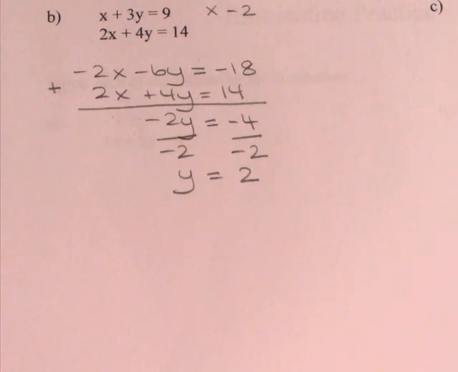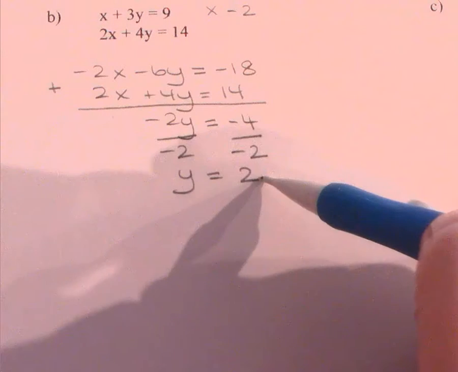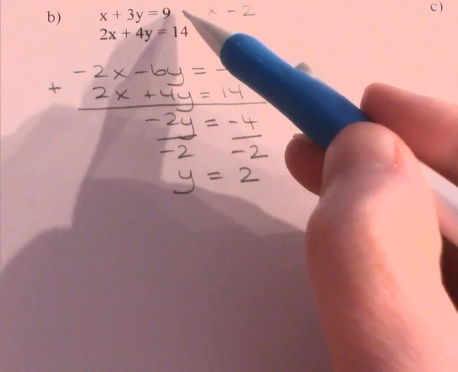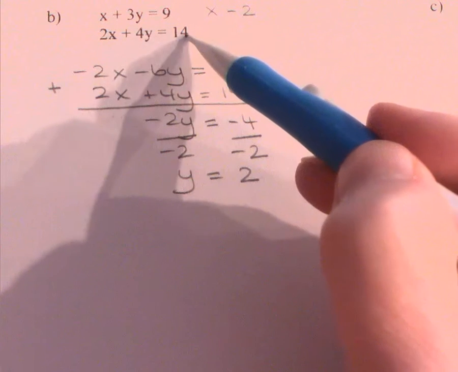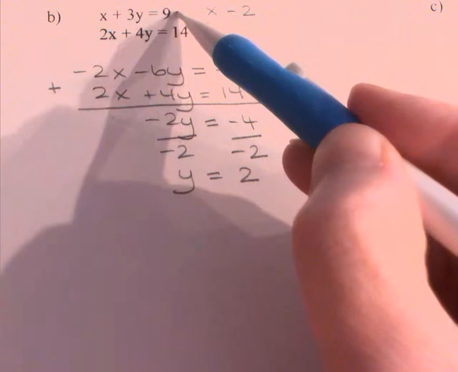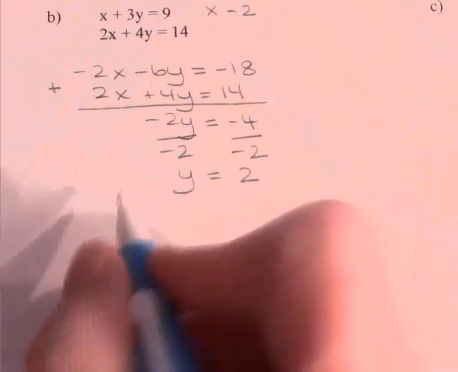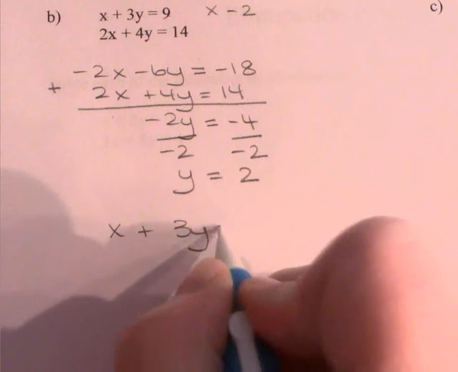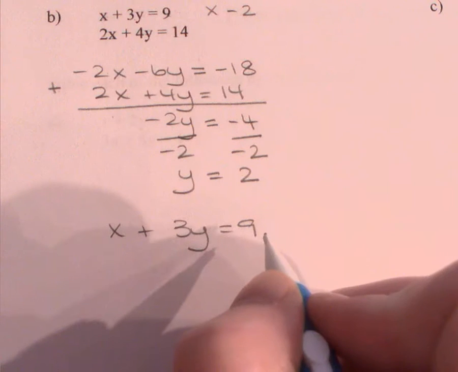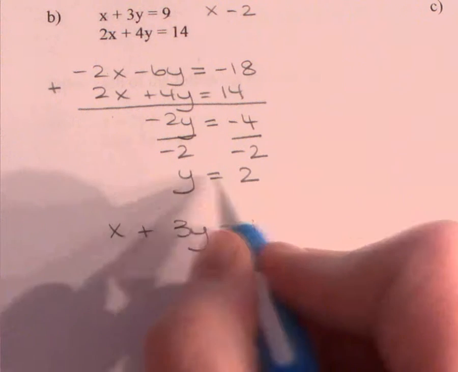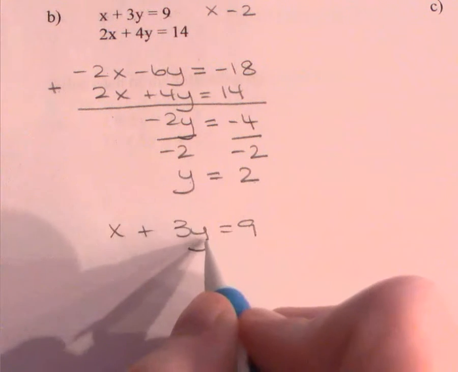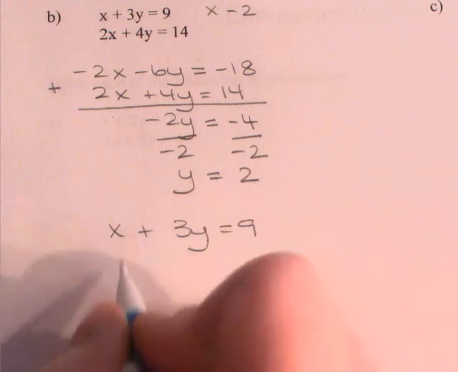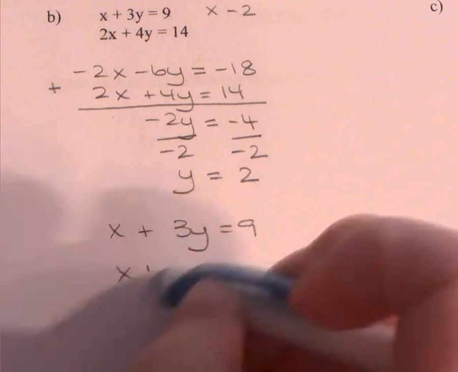Again, I have the choice of whether I want to plug that into equation 1 or into equation 2. I think I'm going to pick equation 1 just because it looks a little easier. So I'm going to write x plus 3y is equal to 9. Now I'm going to take y is equal to 2 and plug it into this here.